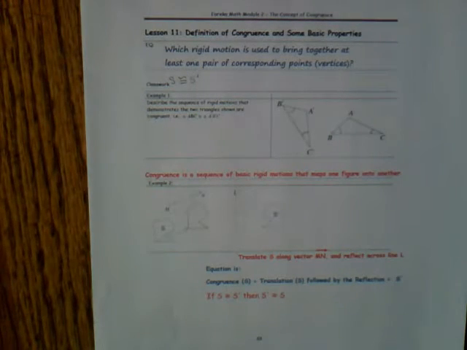We want to describe the sequence of rigid motions that demonstrates the two triangles shown below are congruent. That is, triangle ABC is congruent to triangle A'B'C'. What rigid motion will bring the two triangles together? That is, which motion would bring together at least one pair of corresponding points?